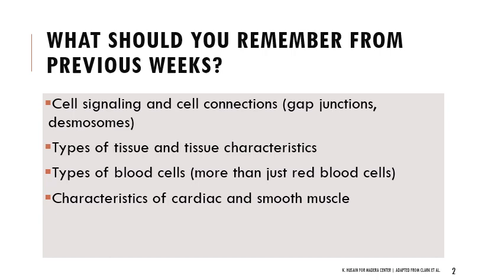In terms of building on previous material from previous weeks, remember that we've talked quite a bit about cell signaling and cell connections, as well as tissue and tissue characteristics. Those were a big component of Reflection 3, and we've continued to build on those themes. Last week, we also talked about types of blood cells, which were more than just the red blood cells that we talk about being synthesized in red bone marrow. Continuing in that theme, we'll talk about very specific types of blood cells.